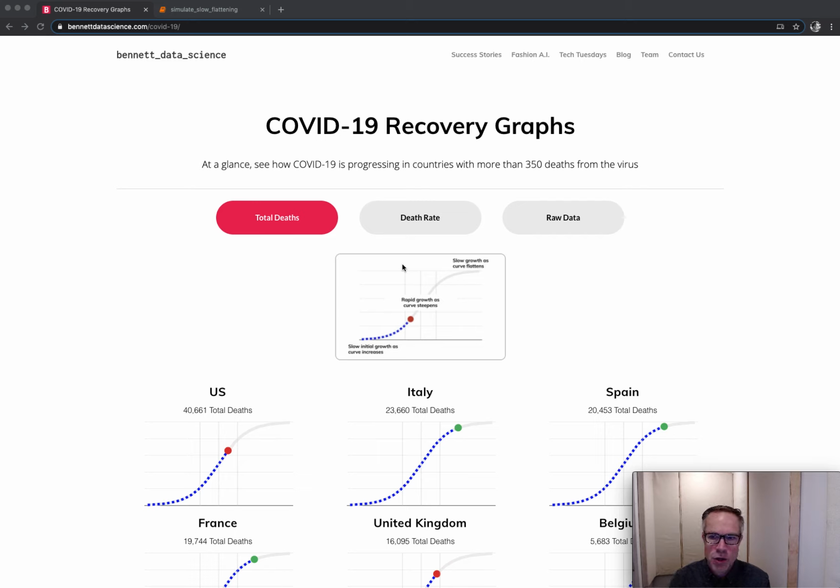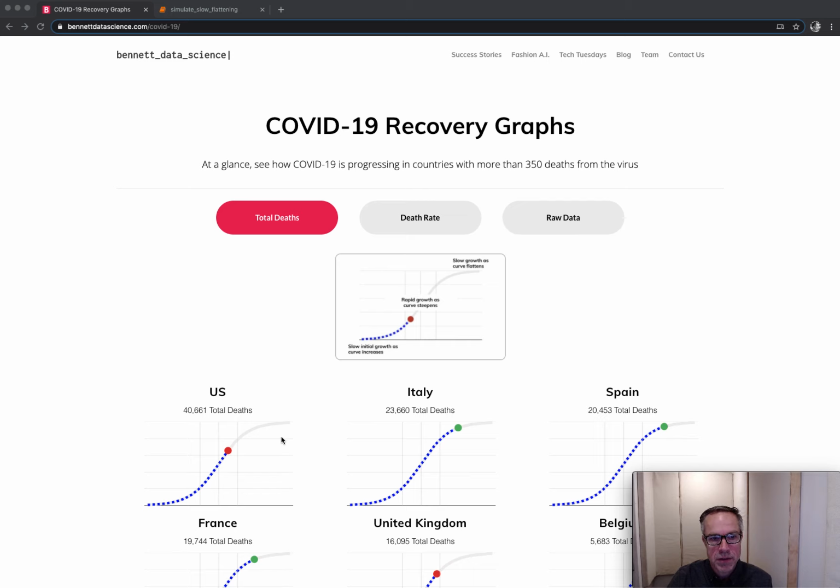These graphs show how the virus is progressing across countries with more than 350 deaths, and specifically they show the flattening of the curve in a very intuitive way that allows us to see where we've been and provide clues to the future. So we're going to go over the three different views. There are total deaths, which is what you see here, the death rate, and then the raw data that backs up these graphs.